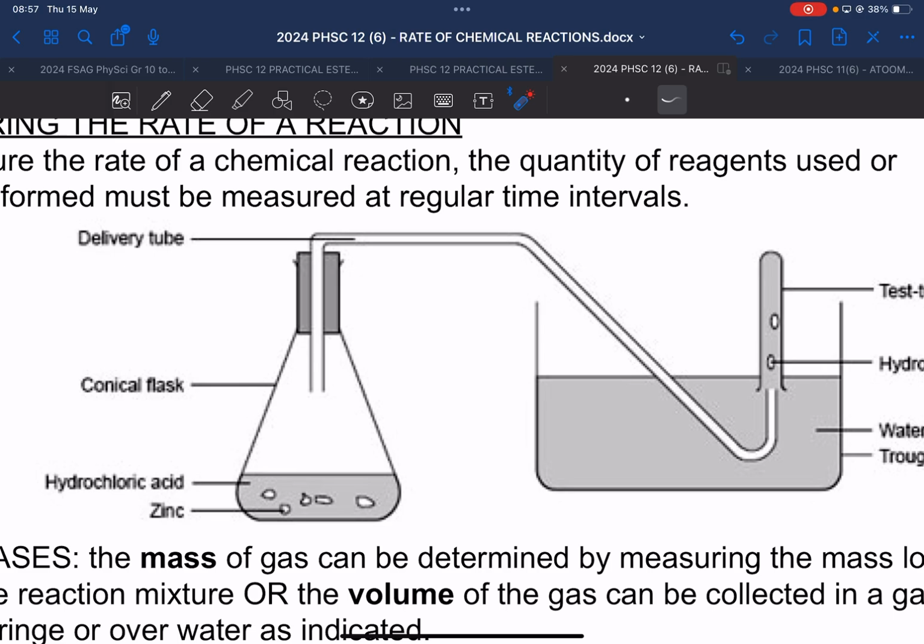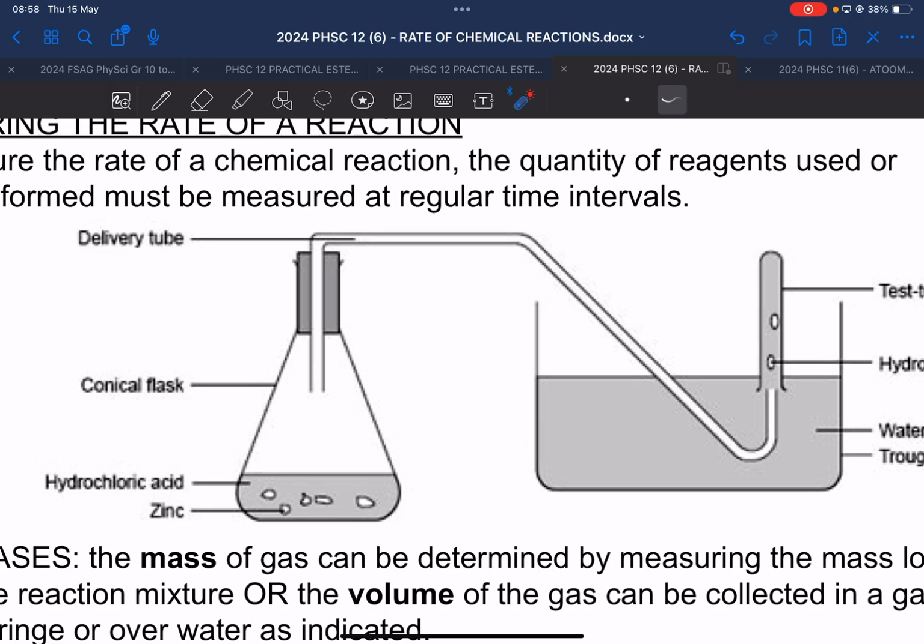Did you do it? Yes. Okay, but can you guys imagine it? Yes. Okay, so this thing is called the downward displacement of water. Can you think what's happening here? The water is being pushed down, the downward displacement of water. So then you can see, all right, I can determine the volume of gas that is formed.